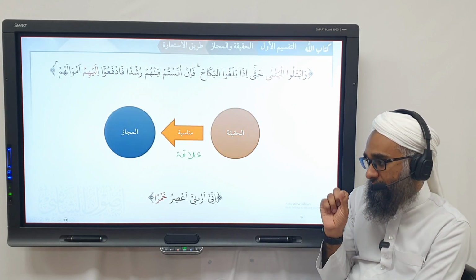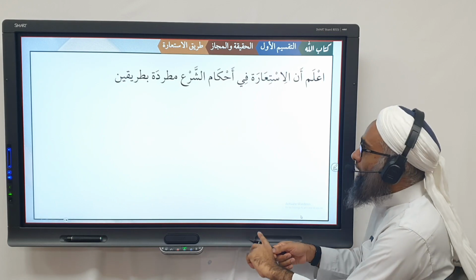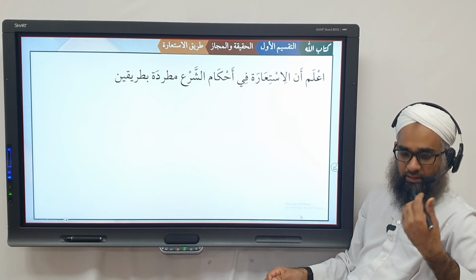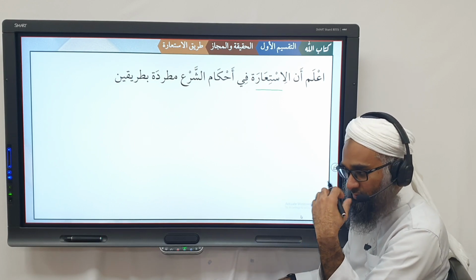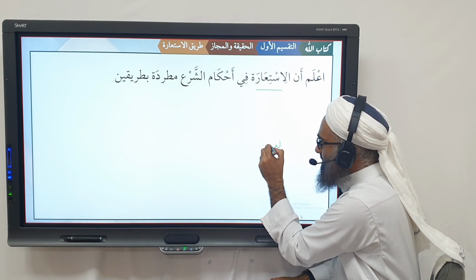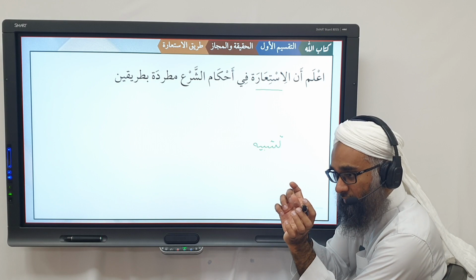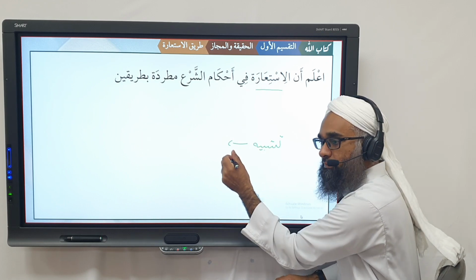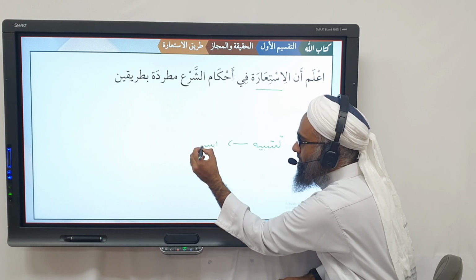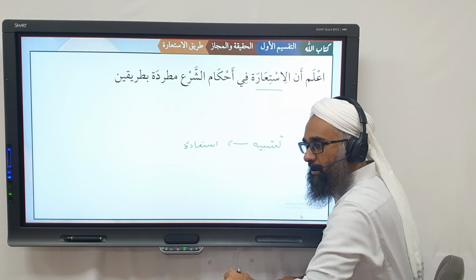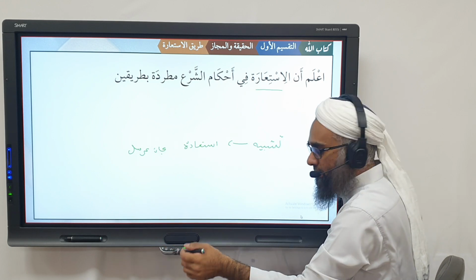So what we're going to look at first is this masala here: wa'lam anna al-isti'ara. Now again, those of you who have done balagha, just as a side note, you have to remember, if you've not done balagha, you wouldn't know this anyway. But if you've done balagha, then to clarify, in balagha we have tashbih. You have tashbih when you have the mushabbah and the mushabbah bihi, and you compare the two things together. And then from there you have isti'ara, and you have majaz mursal, you have tamthil, all of those things.